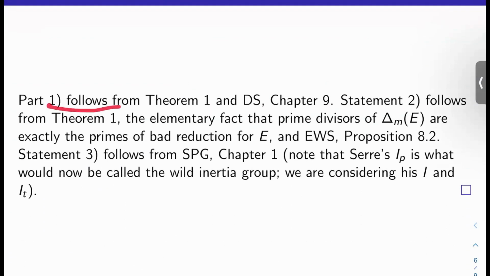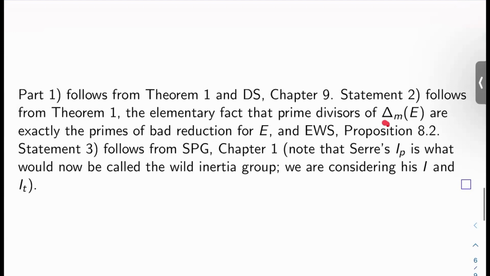Okay. So proofs for all this stuff, I'll give you references. The first one follows from Theorem 1 and material found in Diamond and Shurman chapter 9. The second statement follows from Theorem 1, the elementary fact that the prime divisors of the minimal discriminant of E are exactly the primes of bad reduction for E, and proposition 8.2 in Edixhoven's book. Okay, so we talked a little bit about that book and that proposition last video. So this is a good little exercise for you there.